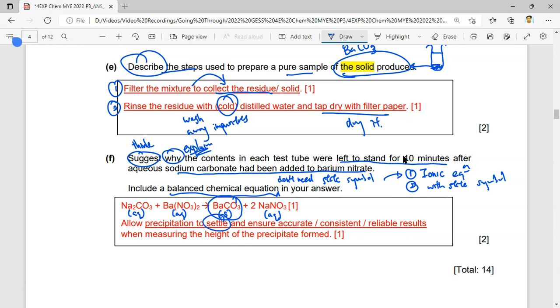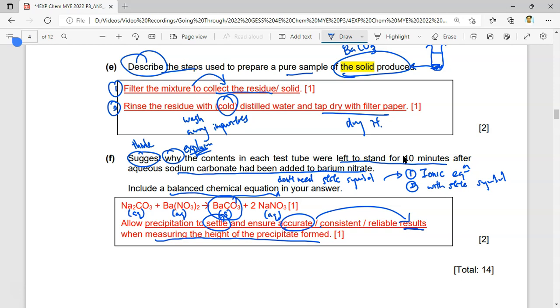Now, it's not just good enough to say that you need it to settle. Why you want it to settle? It's really because you want to ensure that you have accurate results. What is this accurate results referring to? Actually, it is when you're measuring the height of the precipitate formed. Imagine they settle at different junctures. Some settled more, some settled less. The height of the solid formed will be different. Therefore, it's important to make sure that the precipitate has sufficiently settled so they can get an accurate result. Okay, so whenever you're measuring the height of the precipitate formed.